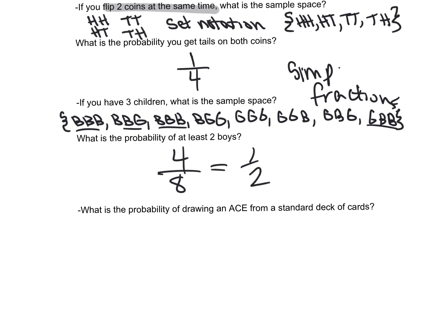What is the probability of drawing an ace from a standard deck of cards? Well, our sample space is all the cards in the deck, which is 52, and there are 4 aces, which means 4 out of 52. Simplified would be 1/13.